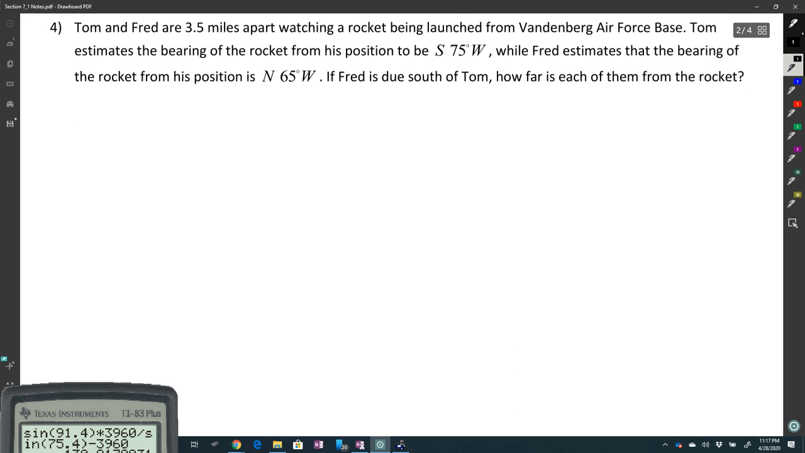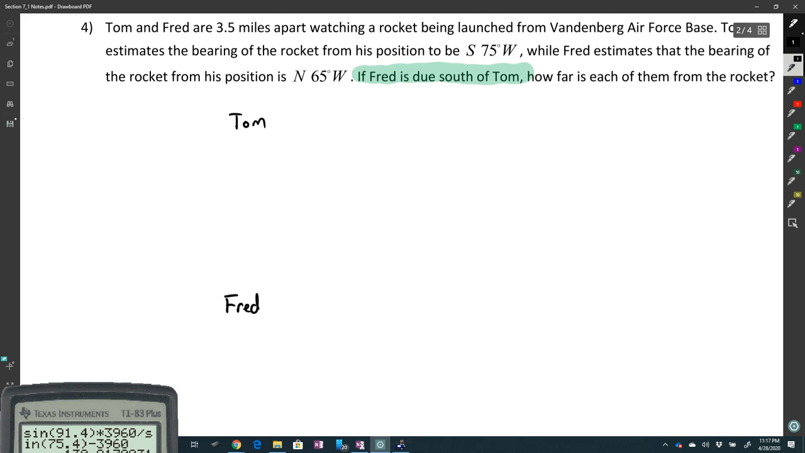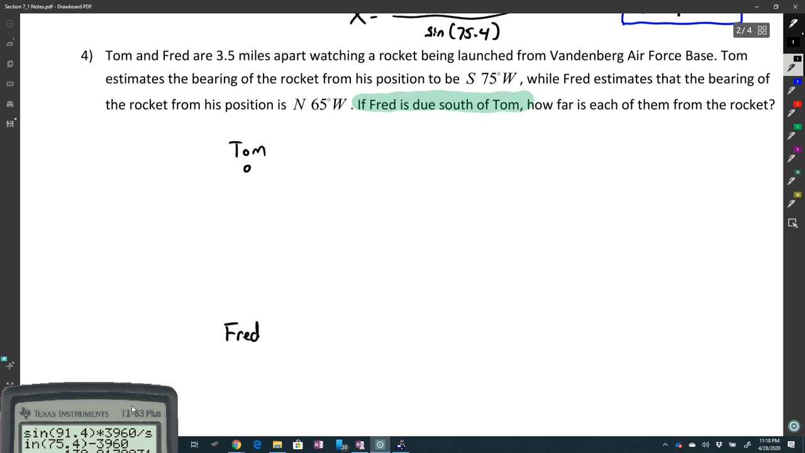So first we're going to make our picture. Fred is due south of Tom. So we're going to have Tom, and then directly below him, we're going to have Fred. And we know that they're 3.5 miles apart.